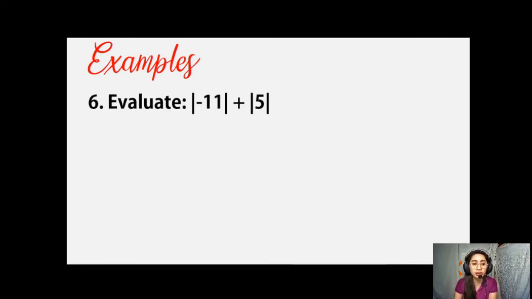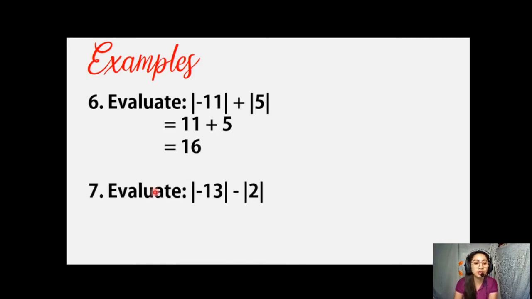So evaluate the absolute value of negative 11 plus absolute value of 5. So the first thing that we need to do is to get the absolute value of negative 11 and positive 5. So the distance of negative 11 to 0 is 11 units. And the distance of positive 5 to 0 is 5 units. So as we simplify, that is 11 plus 5. Then add it together, 11 plus 5, that is 16.